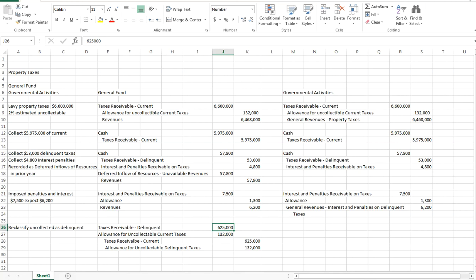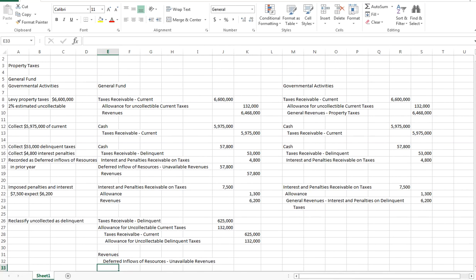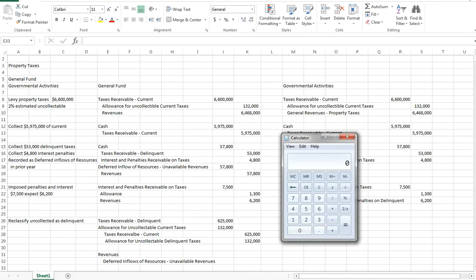And so the other thing that we have to do in the general fund is we have to show revenues. And then we have that deferred, remember that neat little account, deferred inflows of resources, unavailable revenues, okay, and this number, let me get my calculator pulled up.